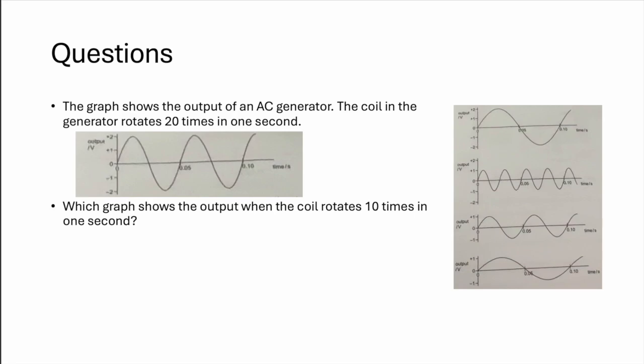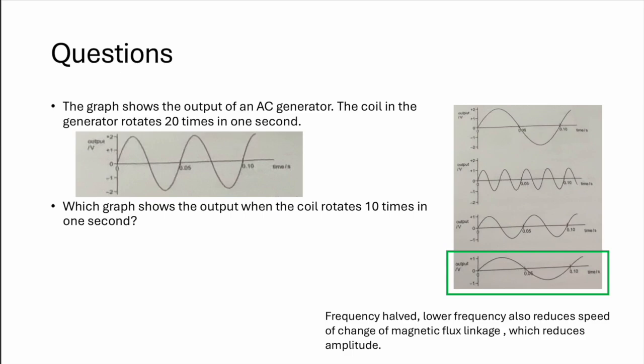Graph shows an output of an AC generator. The generator rotates 20 times in 1 second. How do you draw a graph that shows the coil rotating 10 times in 1 second? Therefore, you need to lower the height and also extend the period, right? So it's going to take twice as long and half the height. Okay, this is quite simple.